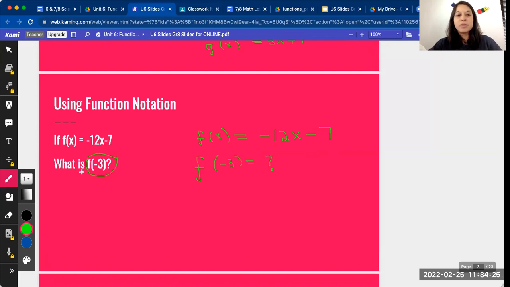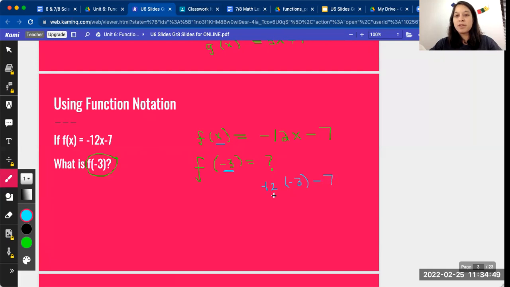Okay, so here's what this means. This simply means, where is this negative 3? This negative 3 is taking the place of x. So that means everywhere I see an x, I'm plugging in negative 3. So let's do that. Negative 12x. Well, what's x? x is negative 3. So I'm plugging in a negative 3 minus 7.